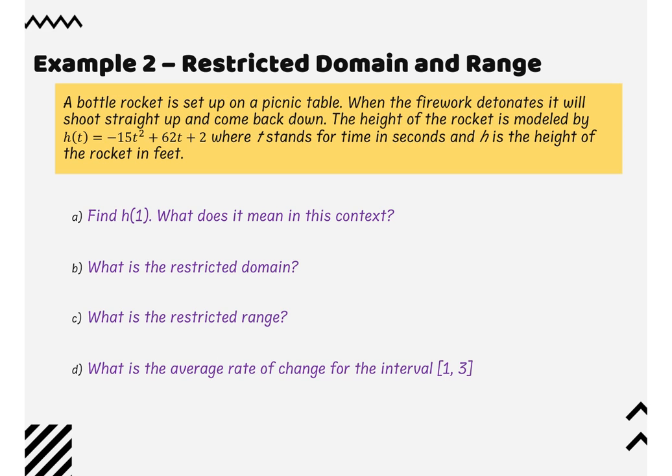Example 2 says a bottle rocket is set up on a picnic table. When the firework detonates, it will shoot straight up and come back down. The height of the rocket is modeled by h of t, and it gives you the function for h of t, where t stands for time in seconds, and h is the height of the rocket in feet. So first of all, I've got a rocket on a picnic table, right? It's going to shoot up and come back down, okay? That kind of shape should be quadratic, right? And it should be a quadratic that points down, which is consistent with our -15t squared.